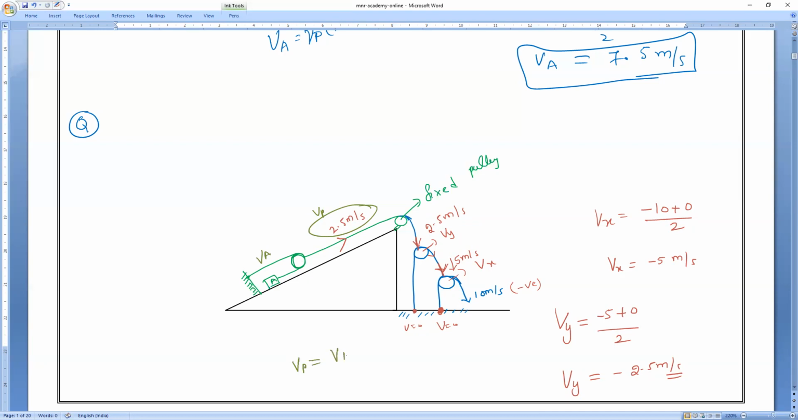equals velocity of A plus velocity of B, divided by 2. Velocity of B here, check it, everybody. How much is it? It is attached, so it is 0. So the velocity of the pulley is how much? 2.5. 2.5 equals velocity of A plus 0, divided by 2. So the velocity of A will come to how much? 5 meters per second. So velocity of A is equal to 5 meters per second.